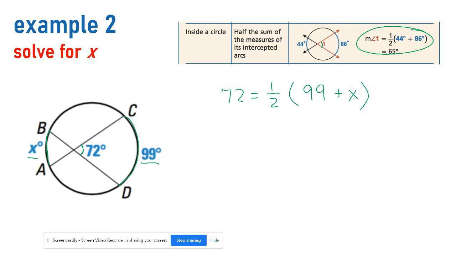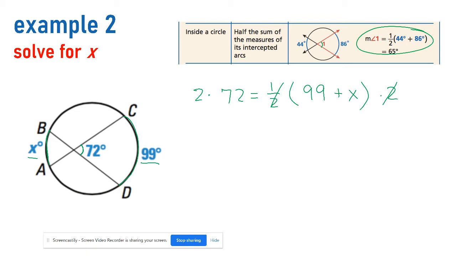There's different ways to work this out. Me personally, I like to get rid of fractions right away. I don't want to deal with them any more than I have to. So what I'm going to do first is multiply both sides of the equation, so everything, by 2. The reason I'm multiplying by 2 is because 2 and 1/2 cancel each other out, and that gets rid of my fraction.